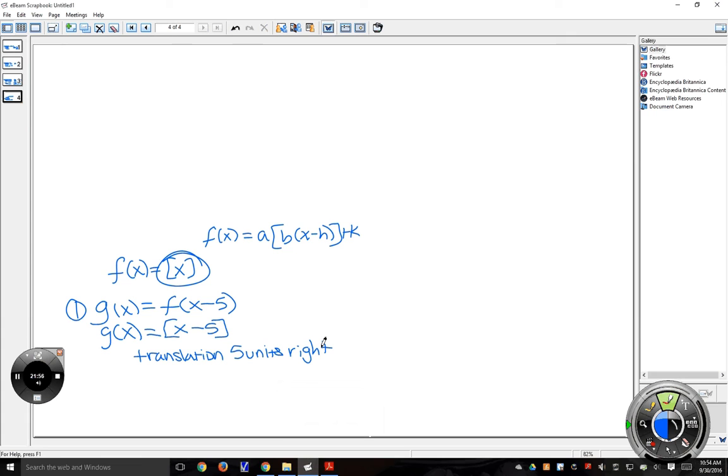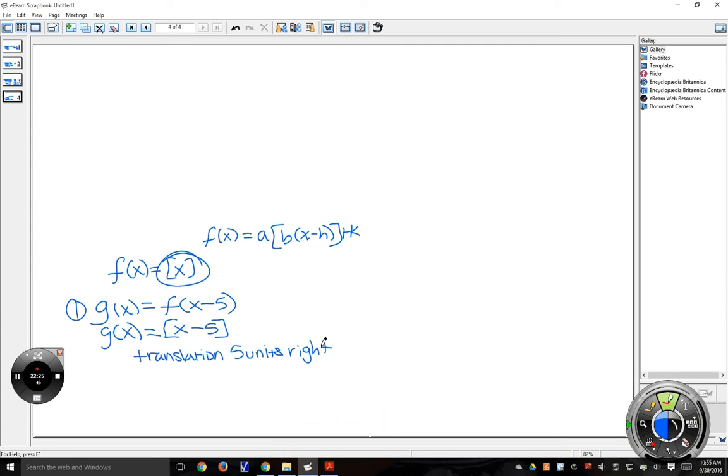How do I know that it was to the right or to the left and not up or down? Because 5 is your h. Good. 5 is your h. It's inside the function affecting the x. The stuff that affects the y, the stuff that goes up and down and is vertical stuff, will be outside of your function. It will not be inside of whatever function you're trying to work with. Anything in here is a horizontal type of change. Anything out here is a vertical type of change. Does that make sense to everybody?